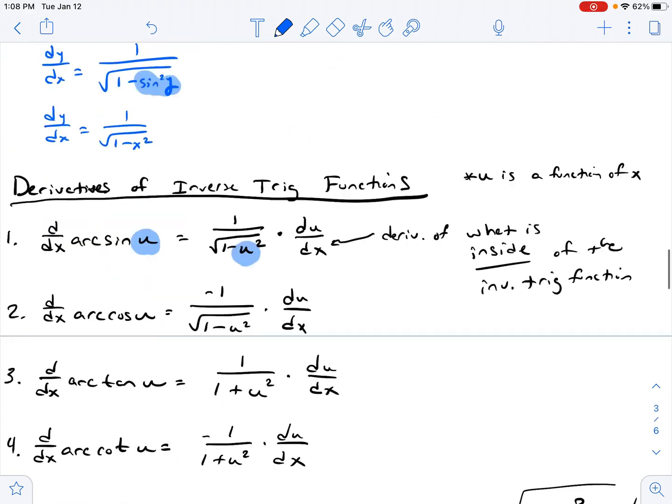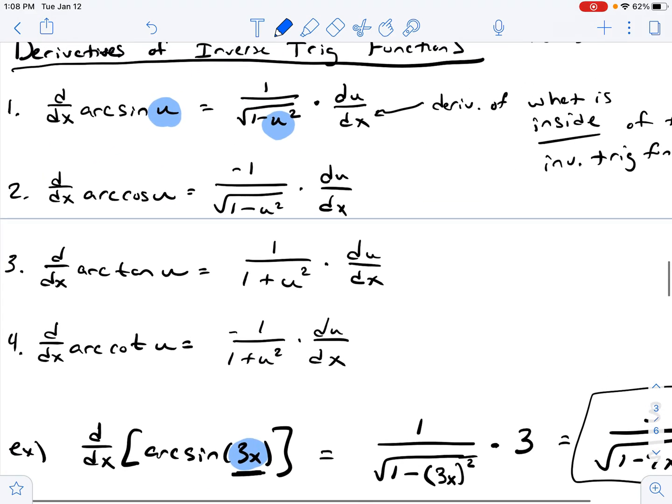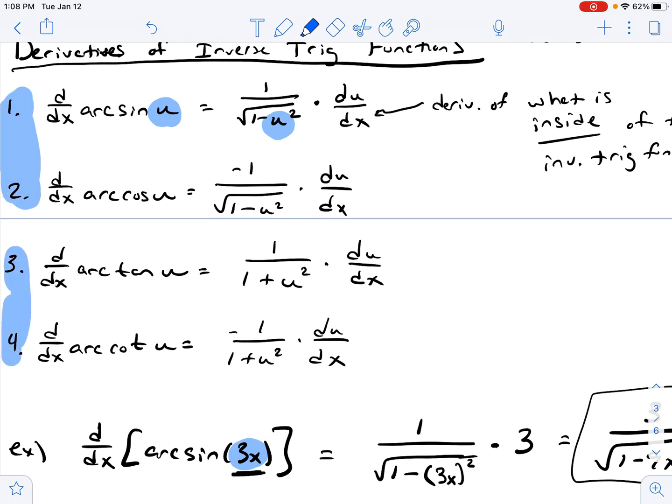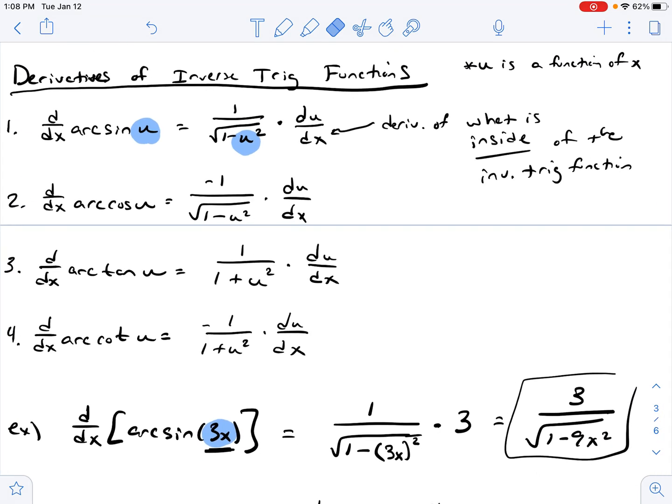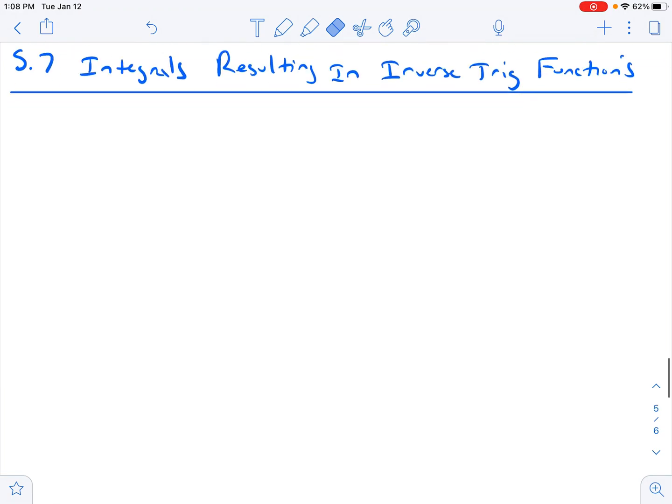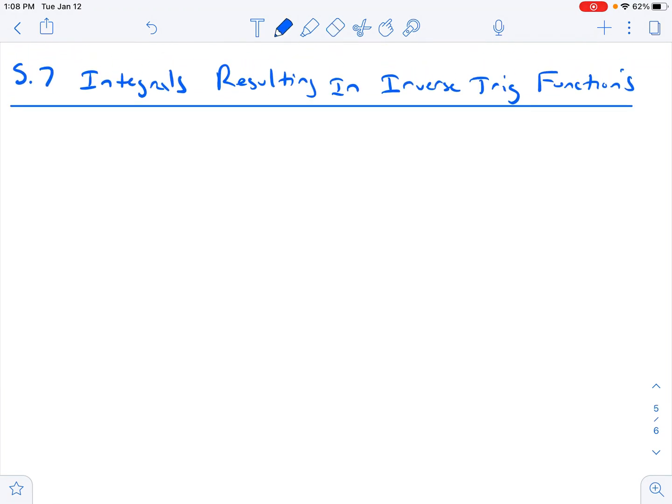If you think about it, the nice thing about these derivatives is that 1 and 2 are just the negatives of one another, and 3 and 4 are just the negatives of one another. So to go backwards, we really only need 2 inverse trig functions, because we can just mess with the signs without much issue here. So here they are. Here are the 2 integrals you need to use.